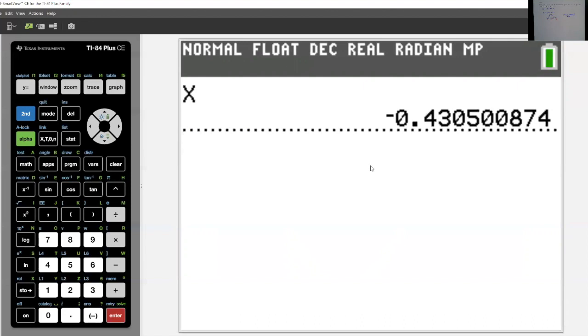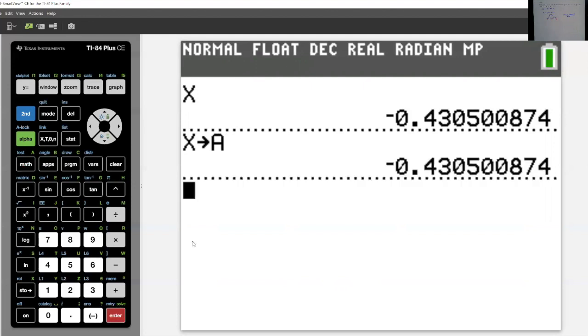So I want to store this as a letter variable. I'm going to store it as A. So I come down here and press the store button, which is going to take that answer and store it. Or I could also just type X again and press store. So that's going to take my X and store it as A. I want to access my A, which is in green, so I need to press alpha and then the math key to get A. And if I press enter, now when the X changes, my A won't. My A will stay negative 0.431.